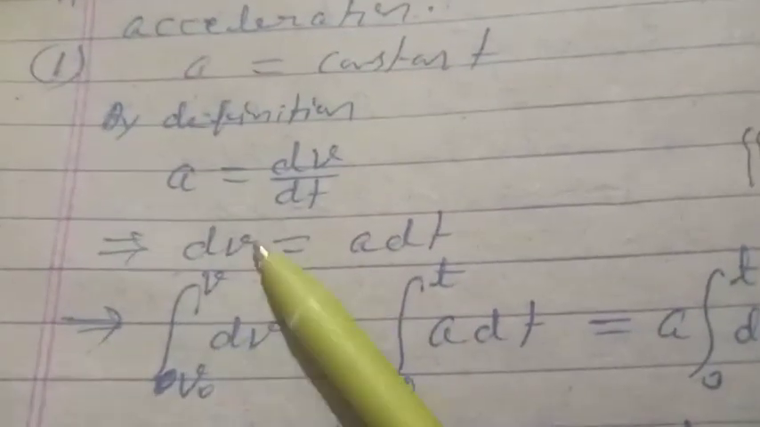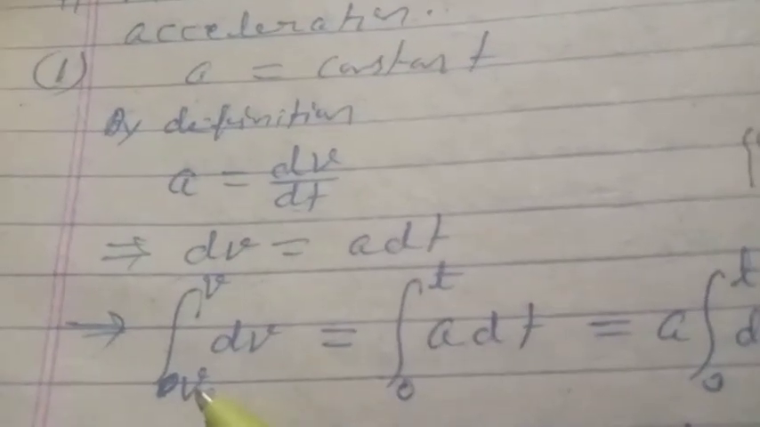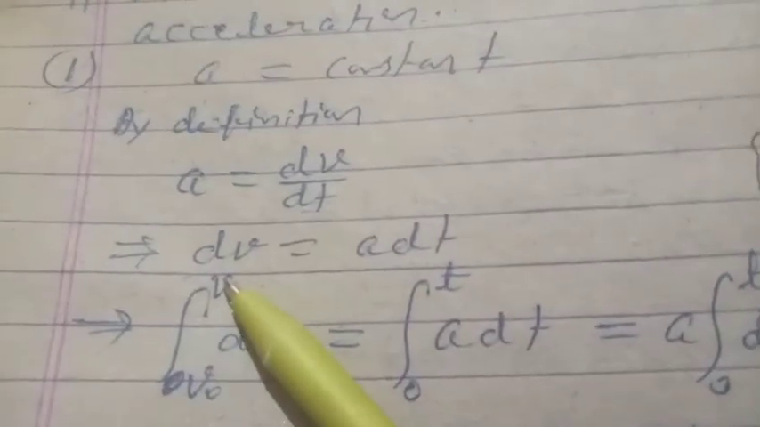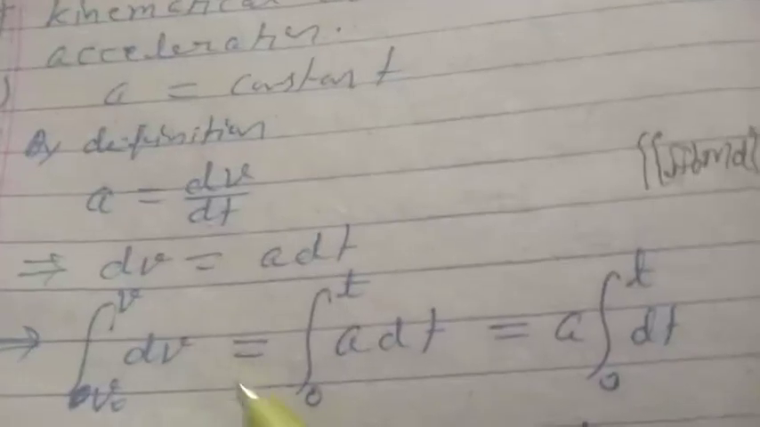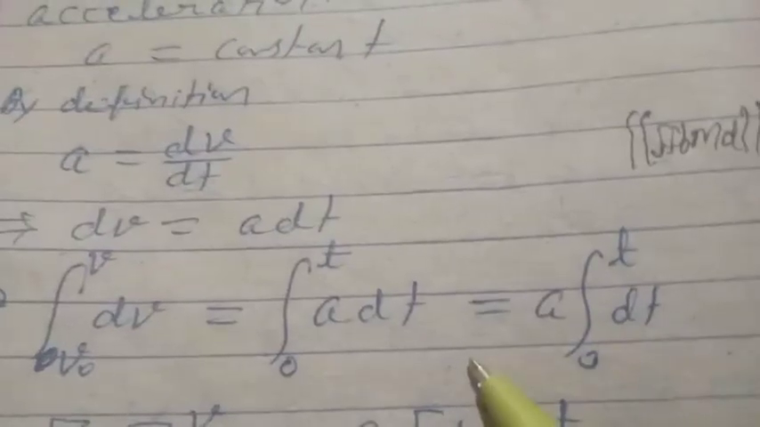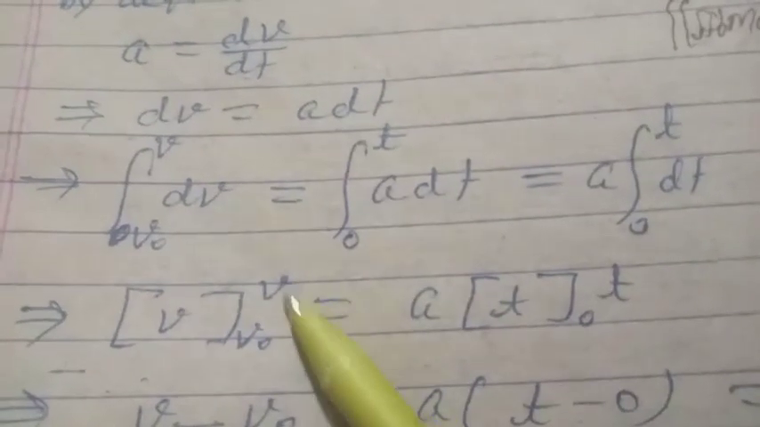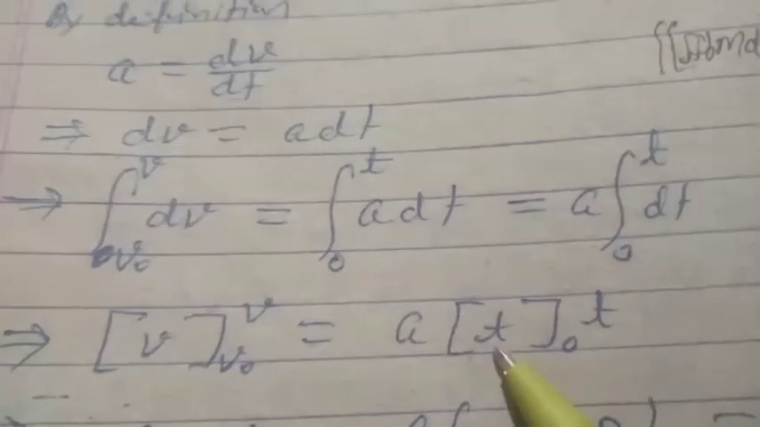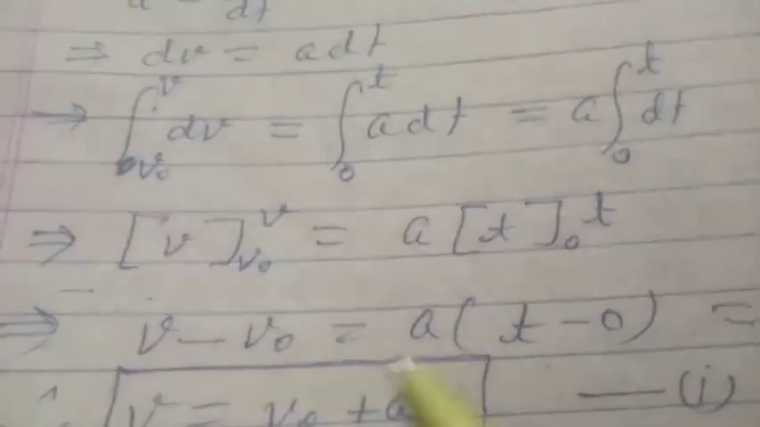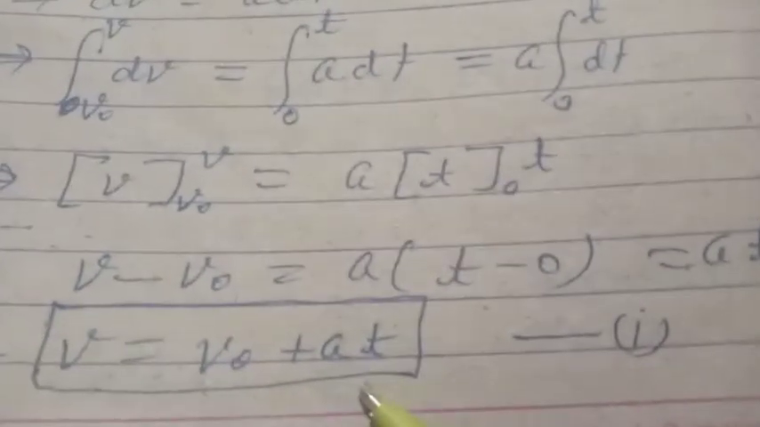So integrate it from v naught to v for dv and 0 to t for time. That is, this represents the velocity at time 0 and this represents the velocity at time t. The integral of dv equals the integral 0 to t of a dt, because a is constant, it comes out of the integration, leaving 0 to t dt. After integration, the value will be v in the limit v naught to v, and t in the limit 0 to t. Putting in the limits, v minus v naught equals a into t minus 0 equals at. This gives v equals v naught plus at.